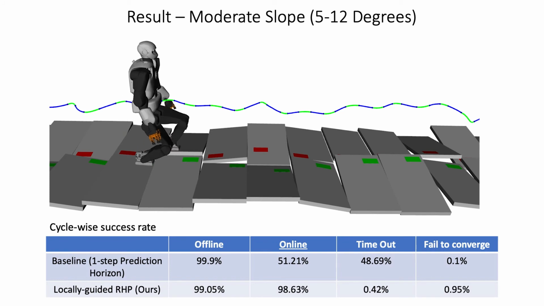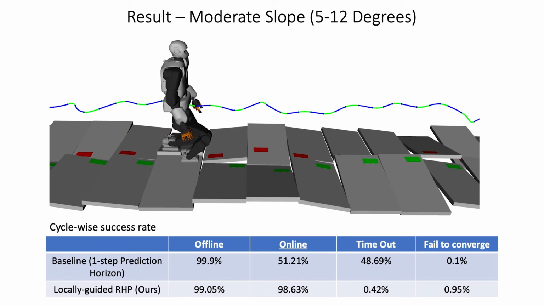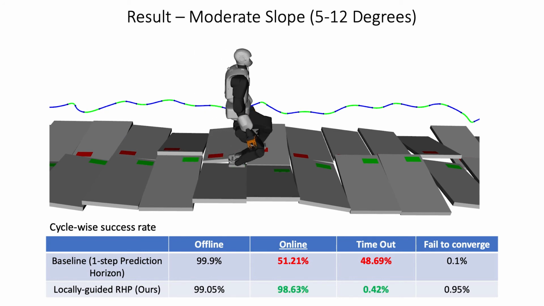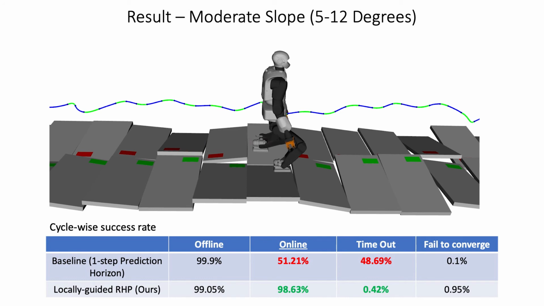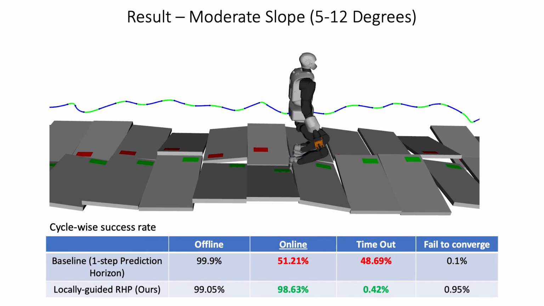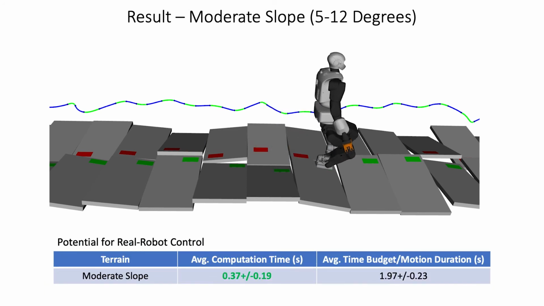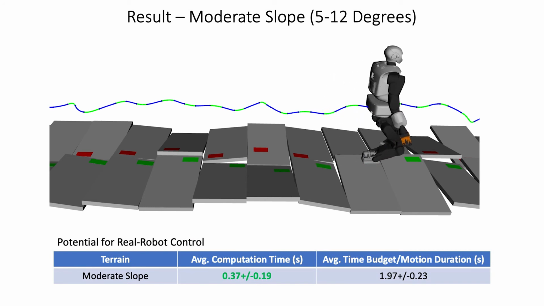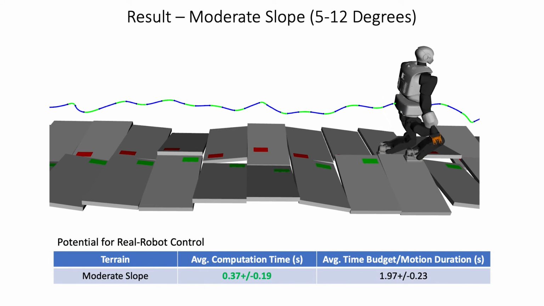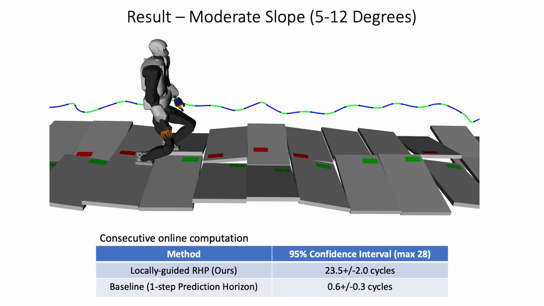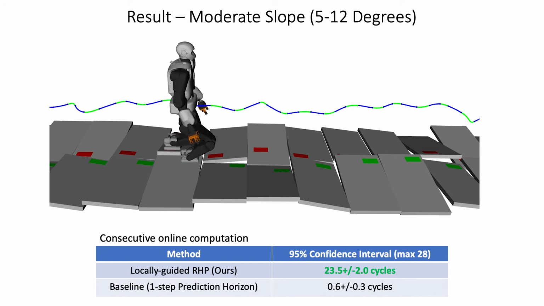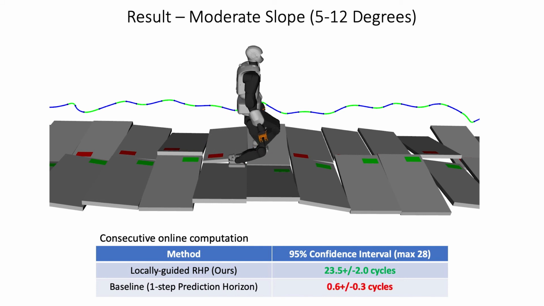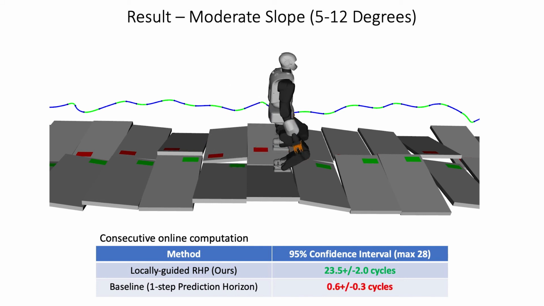For moderate slope, the baseline can plan trajectories with a one-step prediction horizon. However, half of the cycles failed to converge online. In contrast, our locally guided RHP achieved online computation for 98% of the cycles, while consuming on average 19% of the time budget. This shows the potential for real robot control, as the remaining time budget can be used for overheads such as data transmission. Owing to the computational efficiency, locally guided RHP can maintain online computation for on average 23 cycles over a set of testing terrains, while the baseline can barely achieve online computation consecutively.